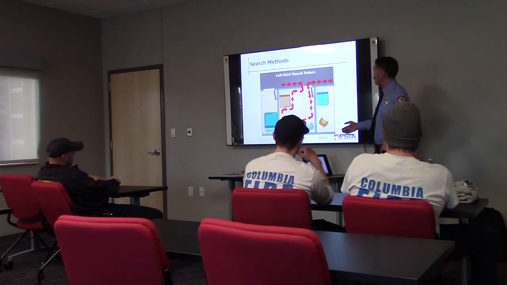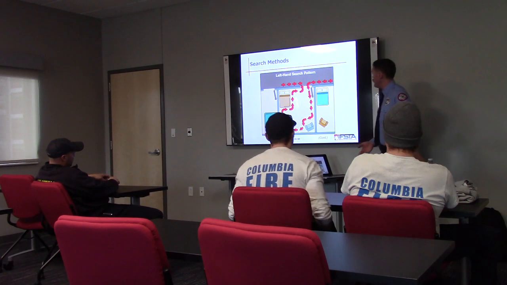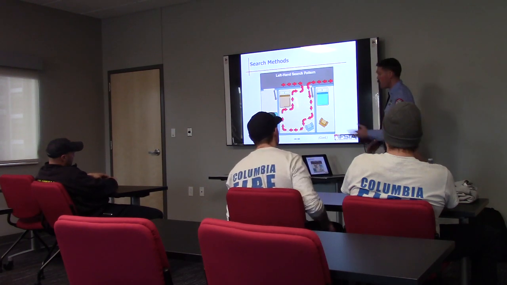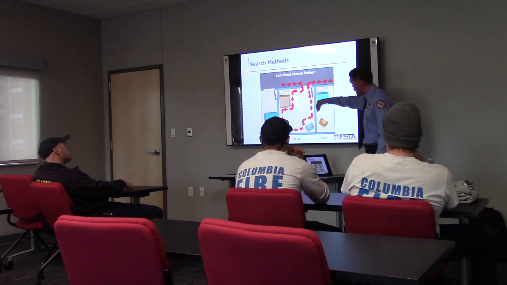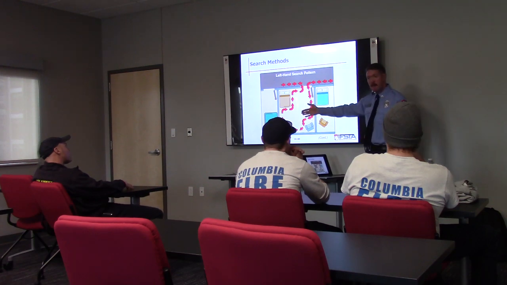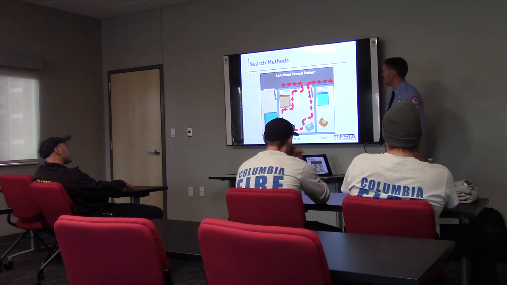If someone talks about a left-hand search pattern, it means they're going to enter the structure and stay anchored. When they enter, they're going to go left. They're going to stay anchored on that left. And anytime they come to a room, they're going to search left until they hit a wall, make a right, make a right, make a right. So three rights make a left, and you end up back out there. And then you continue down the hallway, down your left-handed search.